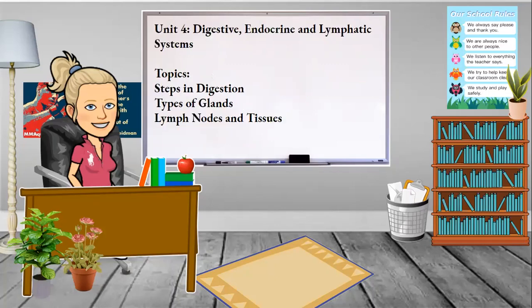Unit 4, we will be talking about the digestive, the endocrine, and the lymphatic systems. Within the digestive system, we will talk about not only diet, but we'll talk about how the diet influences the human body and how our brain plays a critical role in digestion. We'll also talk about the endocrine system and the different types of glands, the lymph nodes and tissues within the lymphatic system, and the cancers that can be involved.